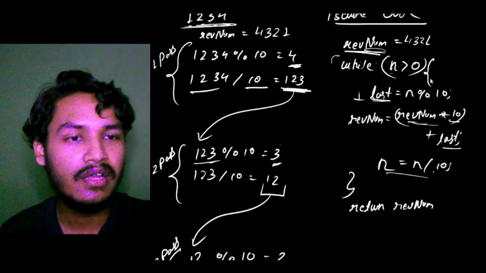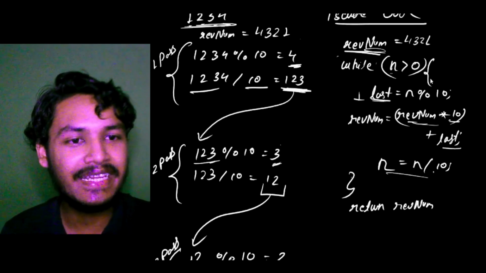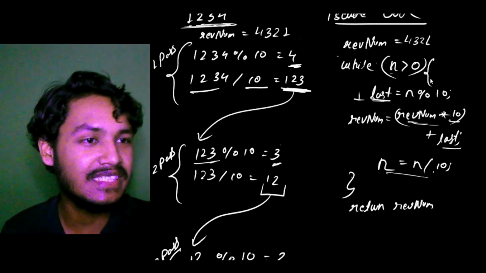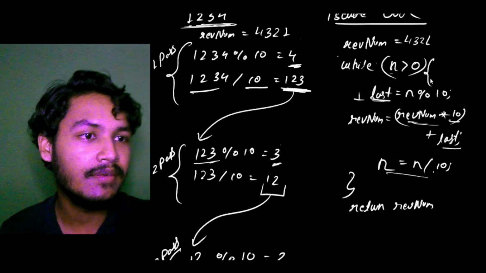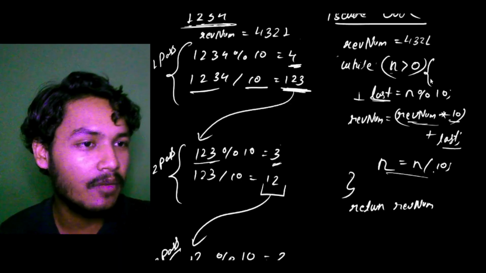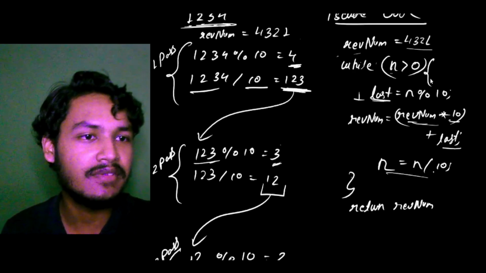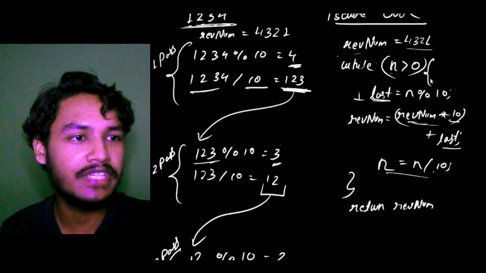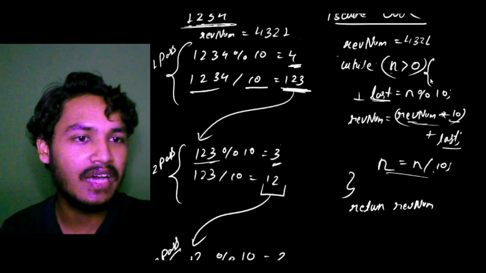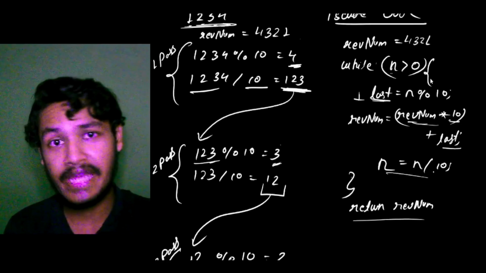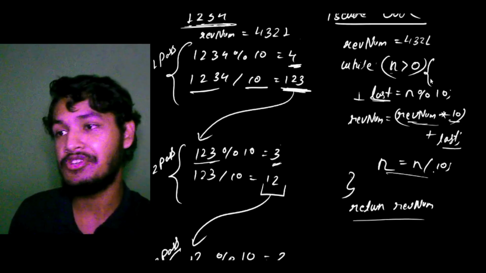So the execution of the while loop is completed, and now you can see that in the reverse number variable we have the reverse of the input. The input was 1 2 3 4, and in the reverse number variable you can see that we have 4 3 2 1. So you can return this number. This is the pseudocode, and let me show you the code.